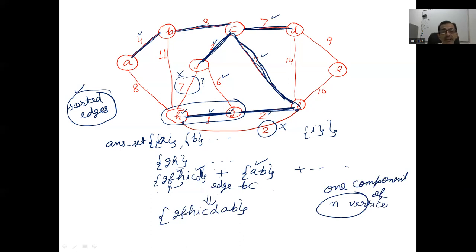Can I have AB? Can I have AH? A and H are in the same, so no. After this, can I have C? I can easily see E has not been included. So ultimately, then vertices with 9 weight and 9 weight, I have this DE.